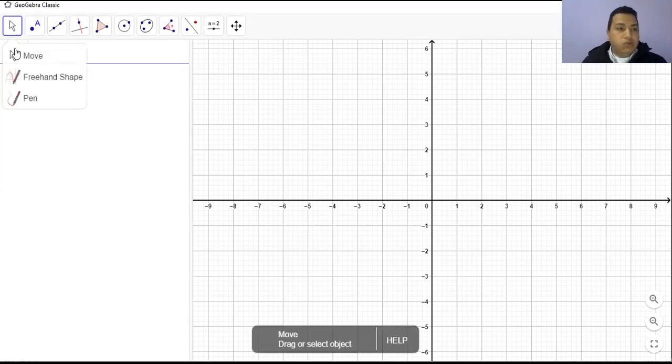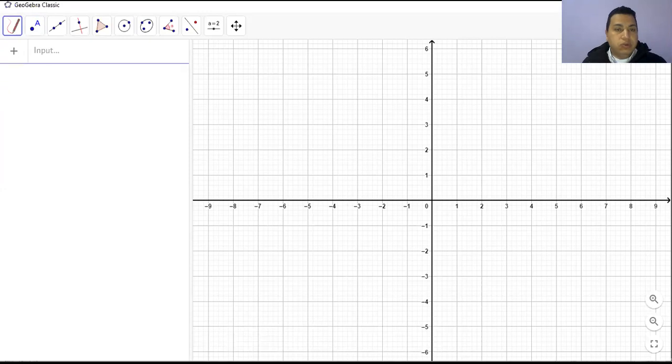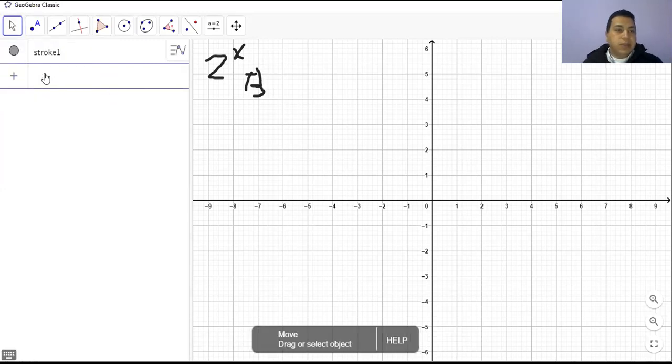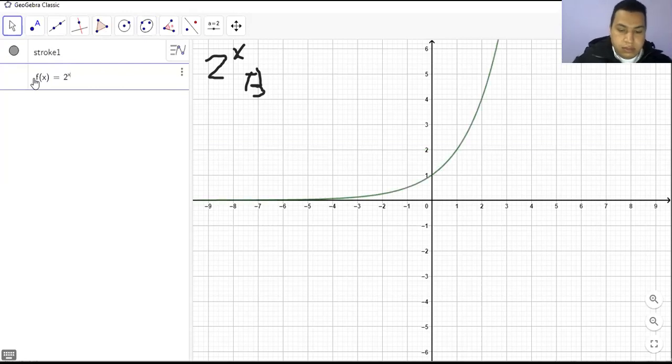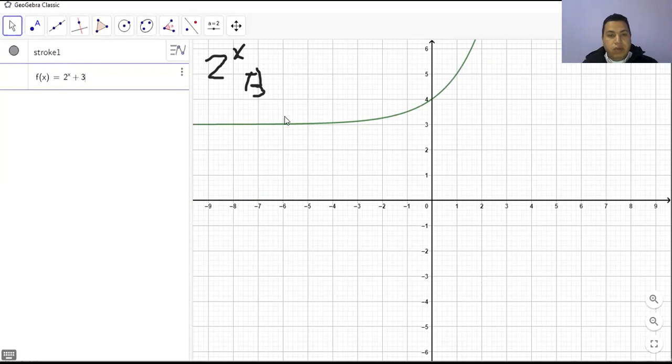If I'm going to try to draw 2 to the power x plus 3, okay, how to draw this function? This function has a translation of 3 units in the positive direction of the y-axis. So f of x equals 2 to the power x plus 3. Then this is the curve of the function, and the asymptote line here is y equals 3.